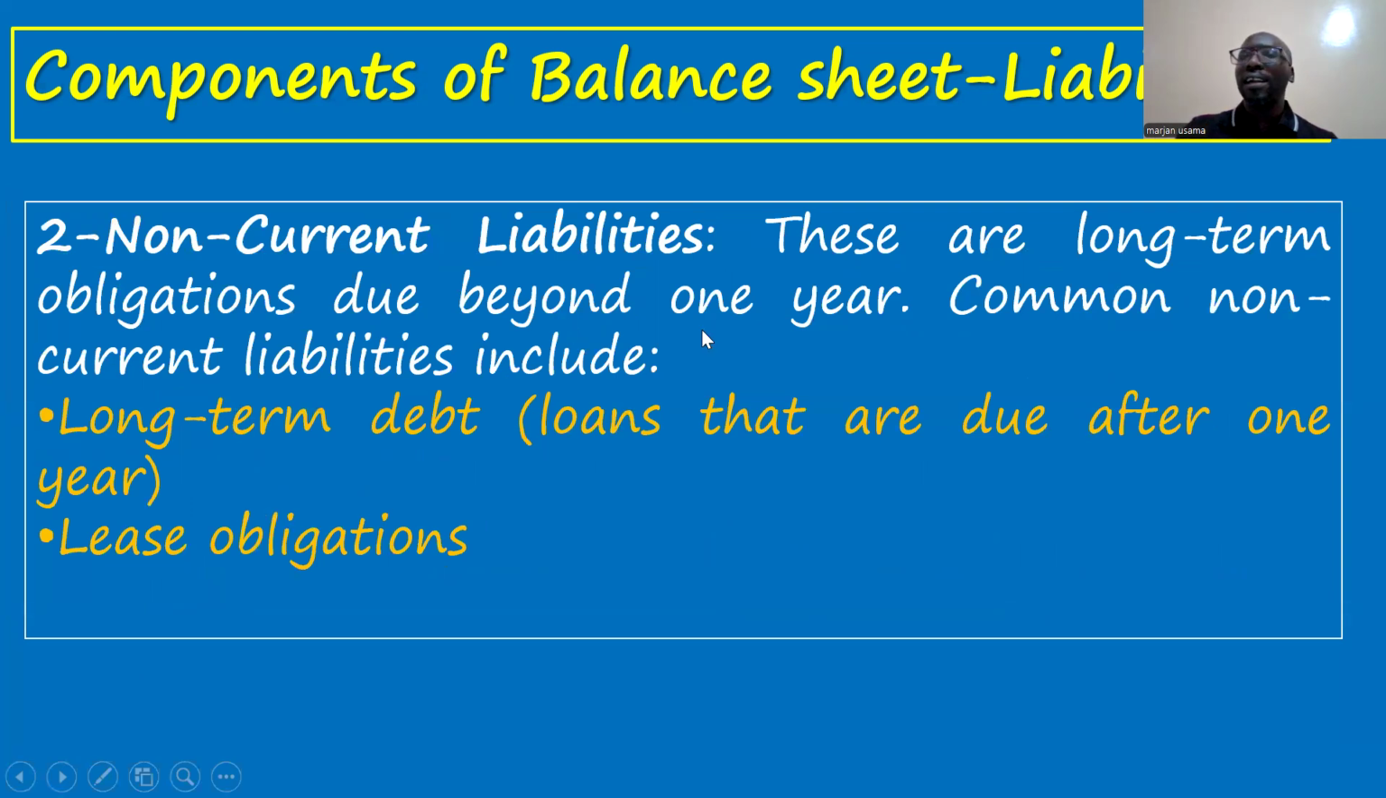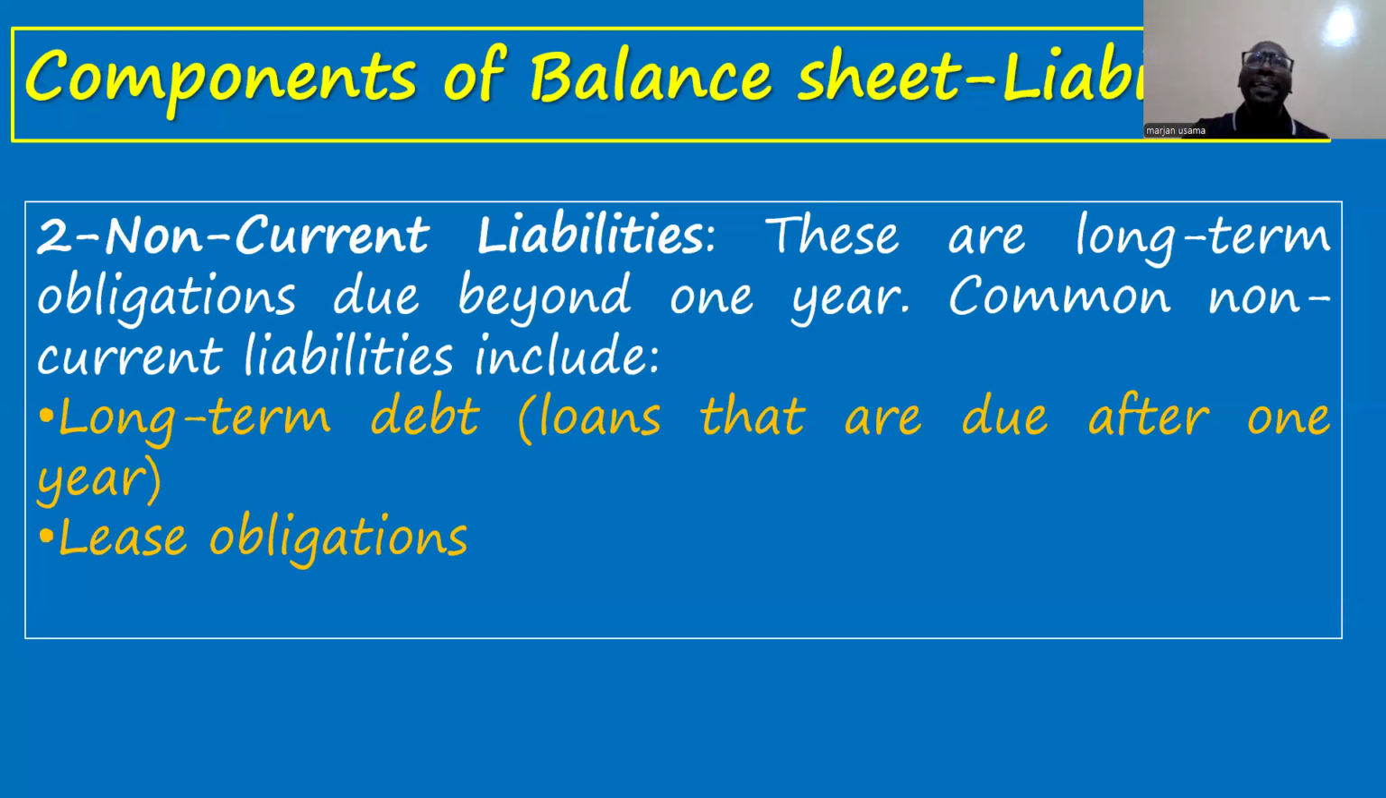Then we have the non-current liabilities. These are long-term obligations due beyond 1 year. Common non-current liabilities include long-term debt. If you go to a bank, and for example, you're given a loan and you're expected to pay after 3-4 years.